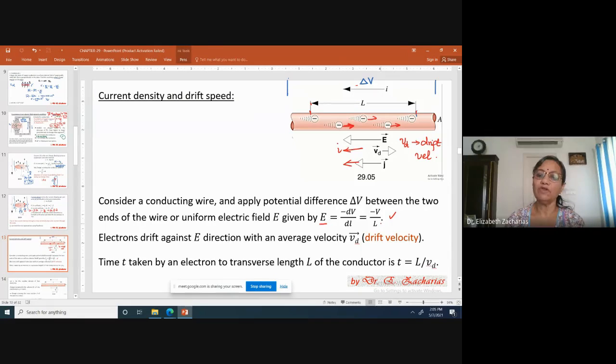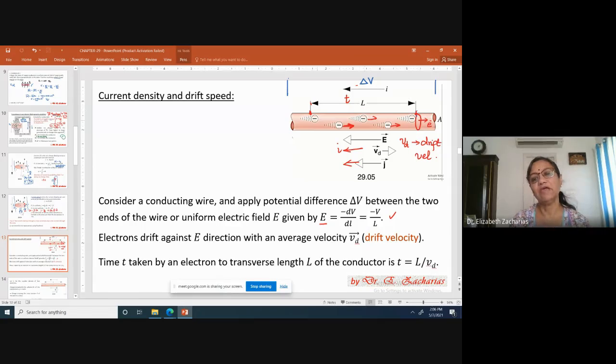Now, if Vd is the average speed with which the electron is flowing, an electron which is here has to travel a distance L to cross a cross section. If I am going to talk about a cross section here, this electron, to go out, should be traveling a distance L, and let the time t be the time taken for it to travel this distance L. Then how do you relate the drift velocity, t and L?